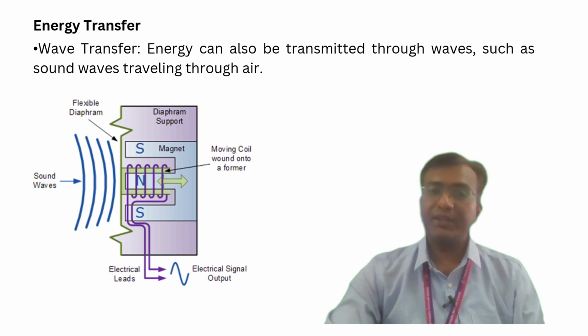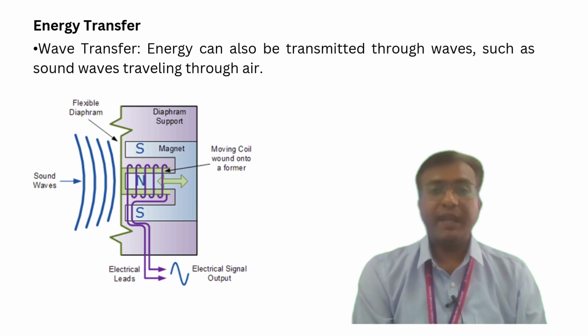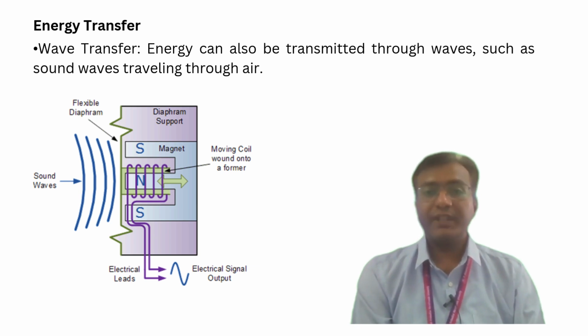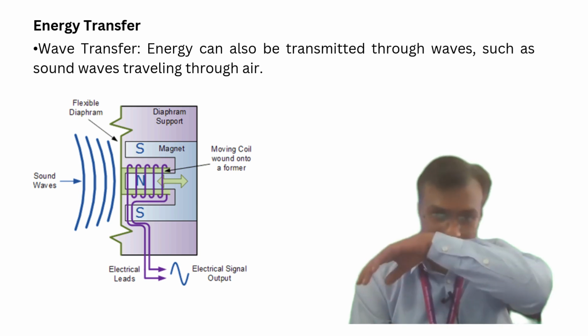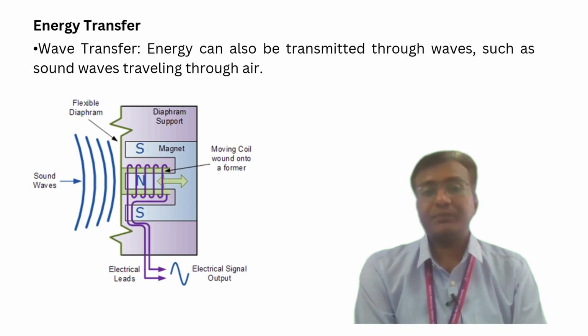Consider one application as telecommunication, in which radio waves and microwaves are used to transmit information over long distances in telecommunication systems. Next is medical imaging. X-rays and ultrasound waves are used in medical imaging to create images of the internal structure of the body. Next one is renewable energy.